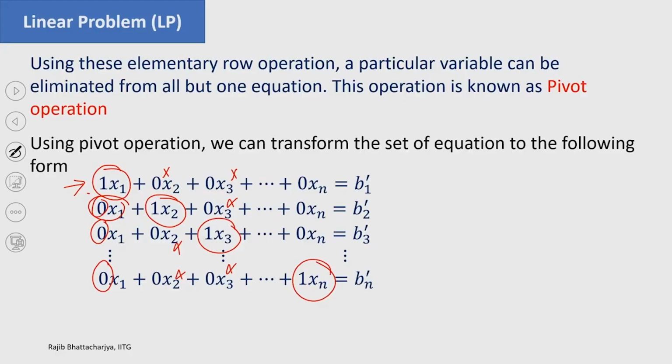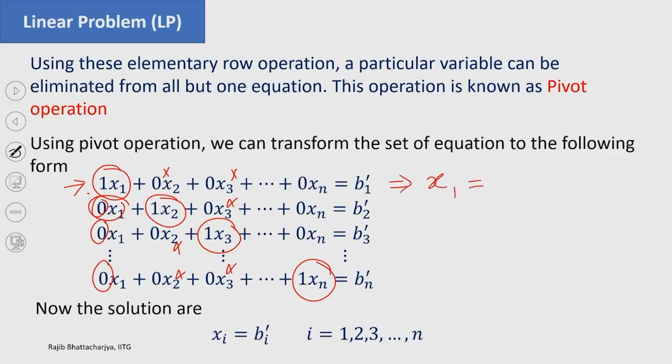So, in this order I have said, but it can be in a different order also. So, now if I can transform this set of linear equations into this form, then what is the solution? You just see that in the first equation we have only one variable, that is x 1; the coefficient of x 2 is 0, x 3 is 0, x n is 0. So, therefore, from the first equation I will get that x 1 equal to b 1 dash.